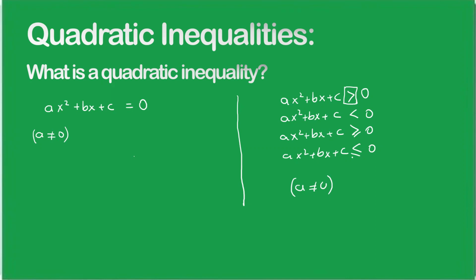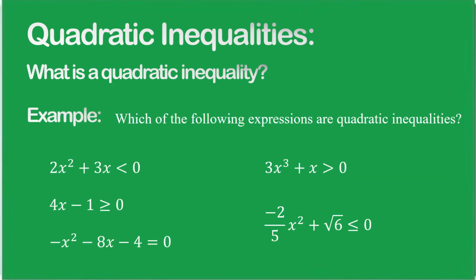Okay, let's check the question. For example, which of the following expressions are quadratic inequalities? Okay, let's check the first one. At first let's check the coefficients of x squared and x. Here the coefficients of x squared and x are real numbers, it's okay. And we have x squared and we have an inequality symbol here. So this one is a quadratic inequality.